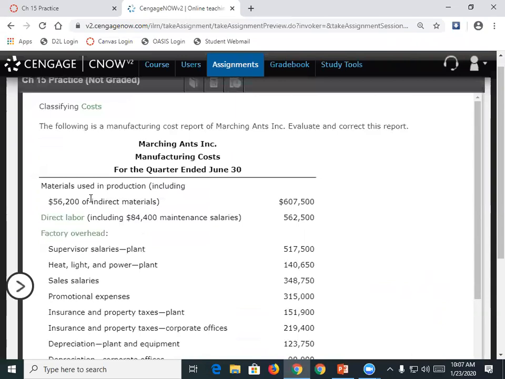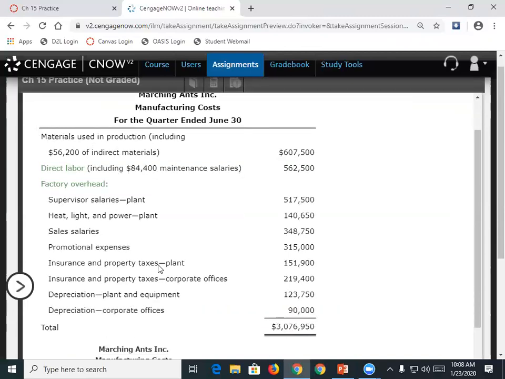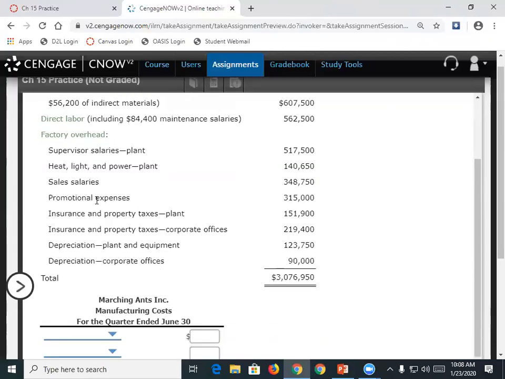So we're still classifying costs, and they're giving us all these different costs. This is a manufacturing cost report for marching ants. They tell us materials used in production, including indirect materials. So that's kind of important, right? And then they tell us direct labor, including maintenance salaries. And then we have factory overhead: supervisor salaries, utilities, sales salaries, promotional expenses, insurance and property taxes on the plant and the corporate offices, depreciation on plant and equipment and corporate offices.